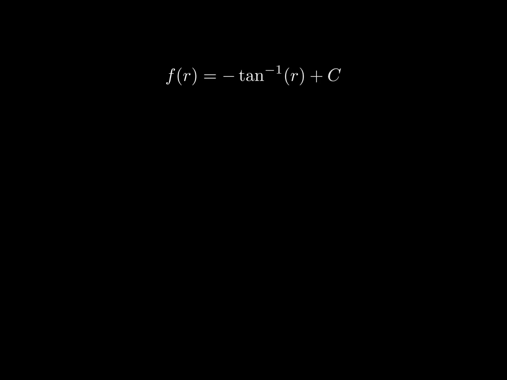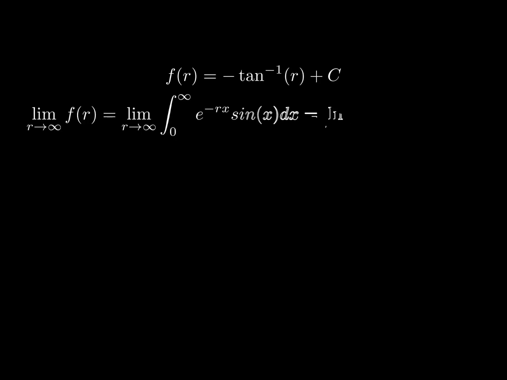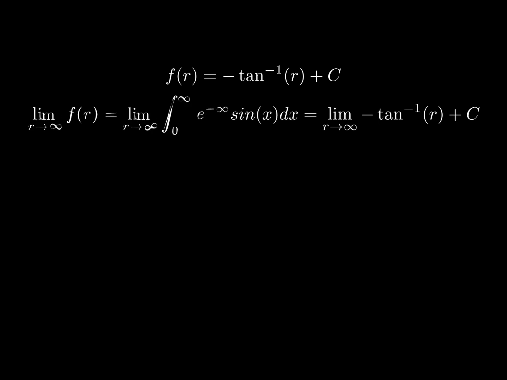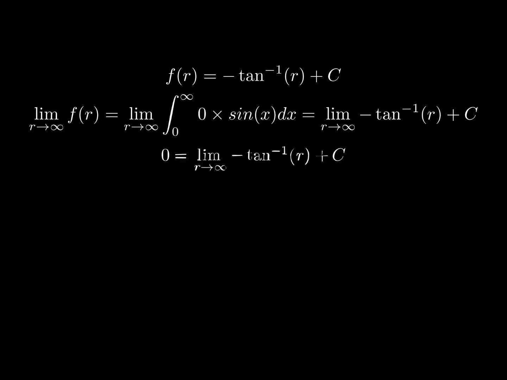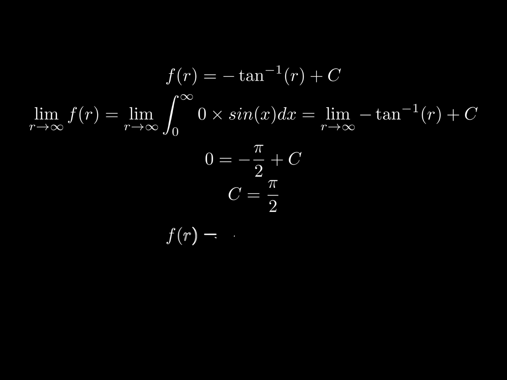We can take the original definition of f and equate it to the new definition, and then take the limit as r goes to infinity on both sides. This tells us that c is pi over 2, so f of r is negative arctan r plus pi over 2. We had originally wanted to evaluate the case in which r was 0, so our final answer is given by f of 0, which is pi over 2.